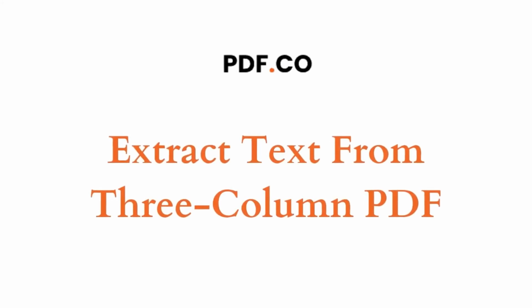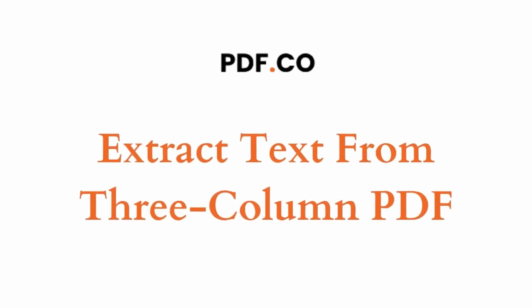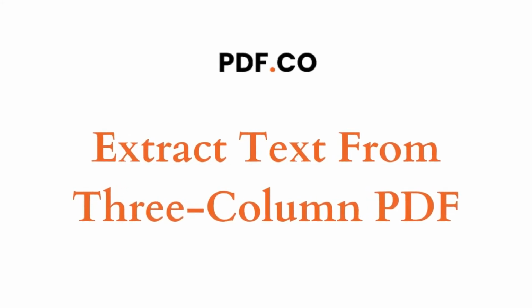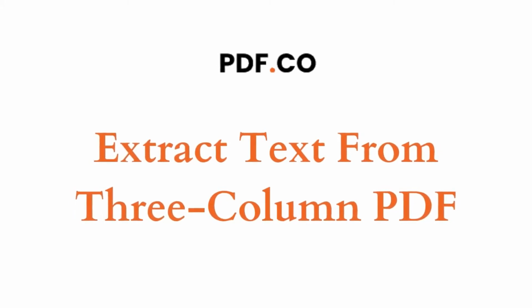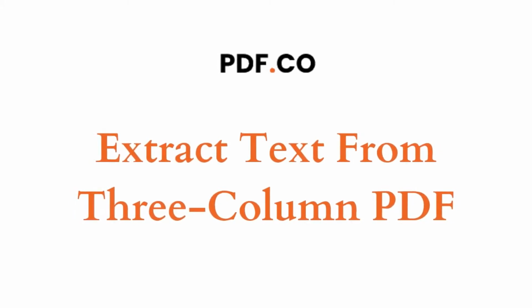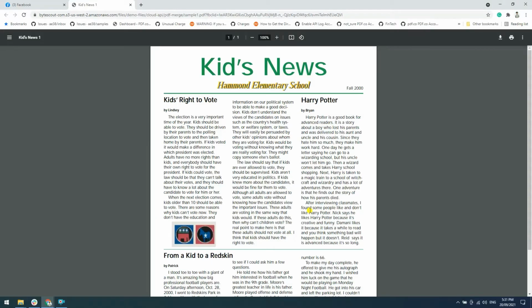In this tutorial, we will show you how to extract text from a 3-column PDF file using PDF.co and Zapier. In this demonstration, we will skip the Zap trigger step and go right into PDF.co. This will be our sample PDF in this demo.